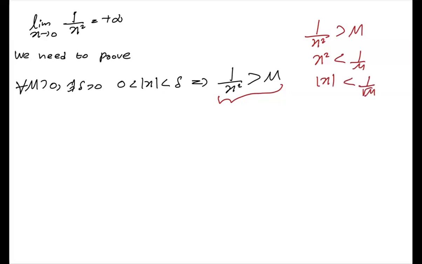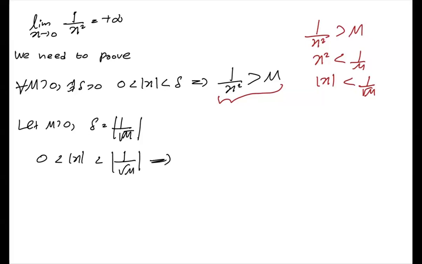So whenever I write the proof, I would say, let m greater than 0 and delta equal to 1 over square root of m. If you need, you can put the absolute value. And then you have 0 less than absolute value of x less than 1 over square root of m. This implies x squared less than 1 over m. This implies 1 over x squared less than 1 over m.